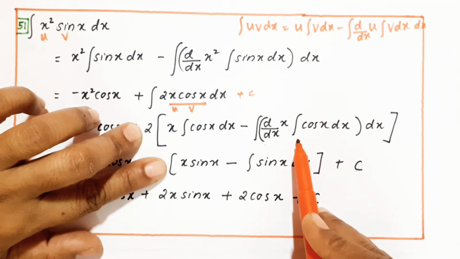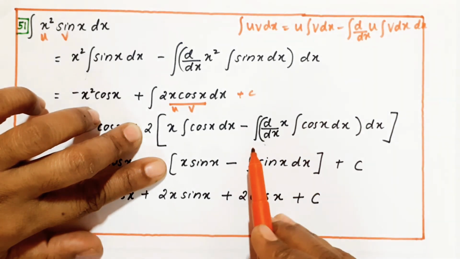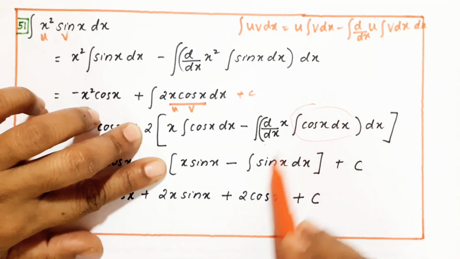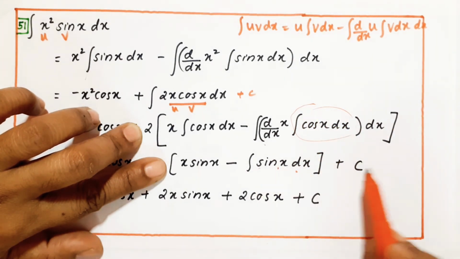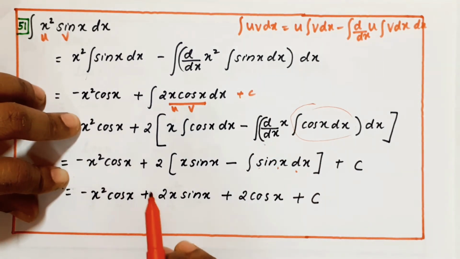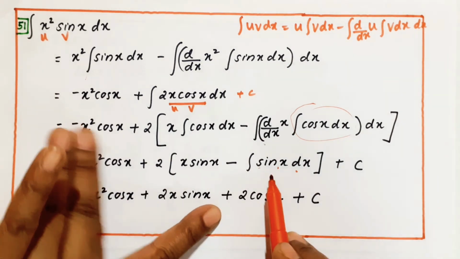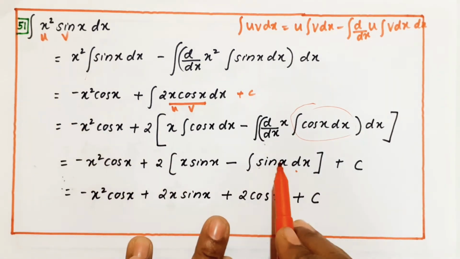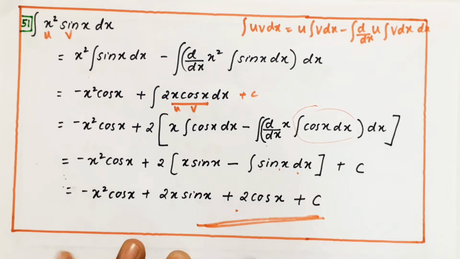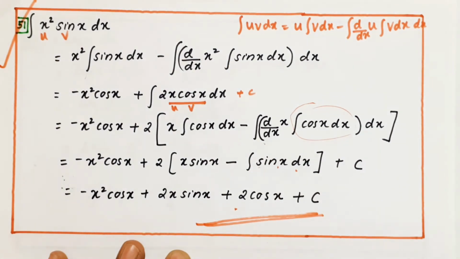Integral of cos x is sin x. So it is integral of this full answer. What is the answer of this one? Sin x, this dx plus c. Next step, minus x square cos x plus 2x sin x plus, what is integral of sin x? Minus cos x. That minus and this minus will become plus. Clear? It's a very important sum.